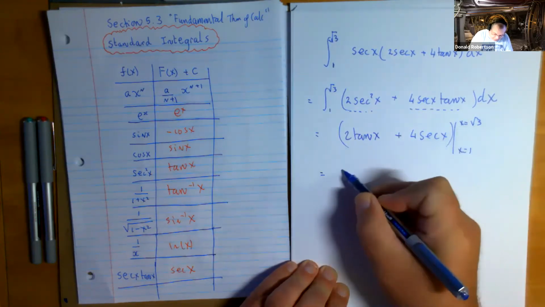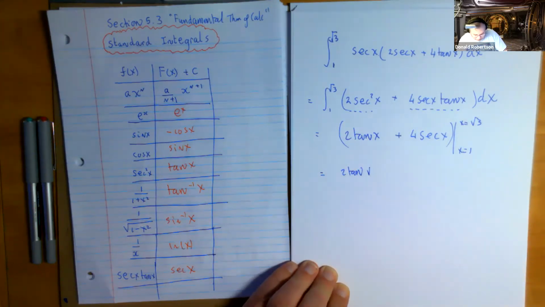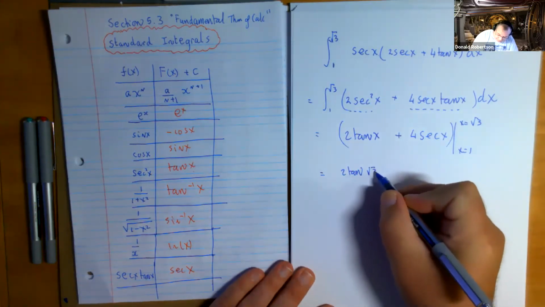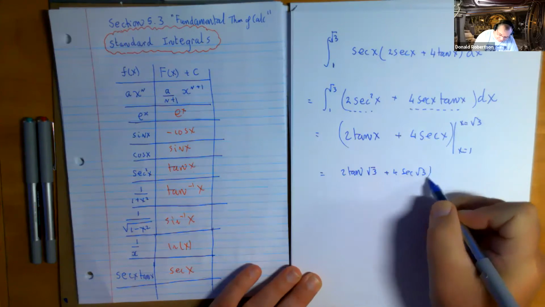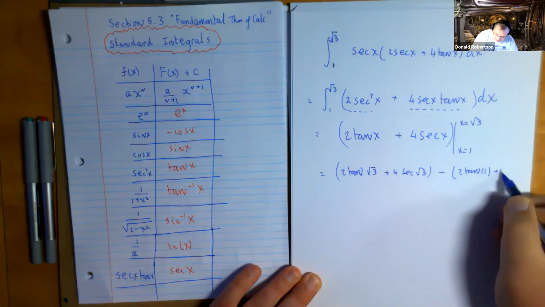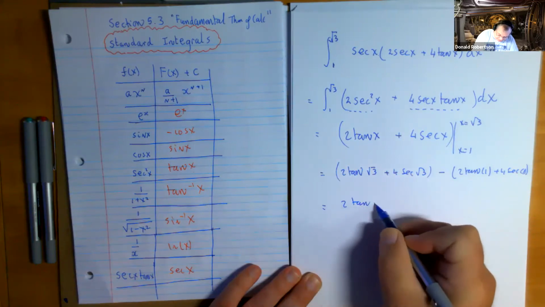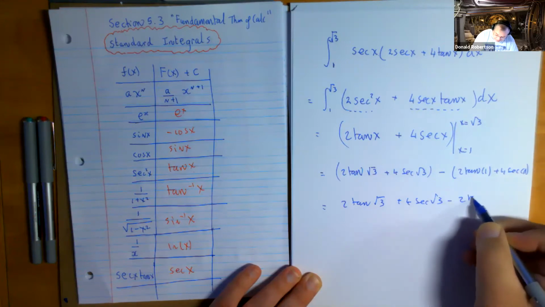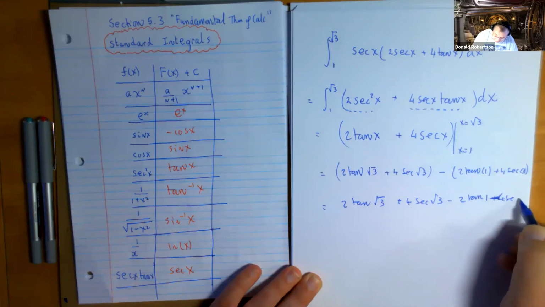And plug in root 3, that's going to be 2 tangent root 3. I don't know why I picked root 3 now. Doesn't matter now. That guy plus 4 secant root 3. Take away this guy. And all you end up with, that'll be a minus 4 secant 1.